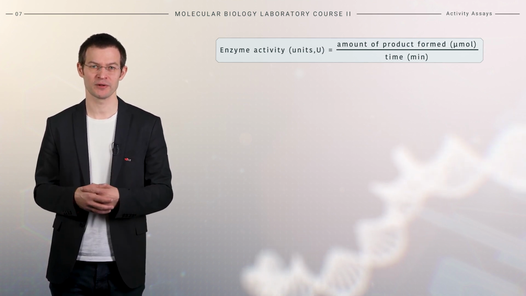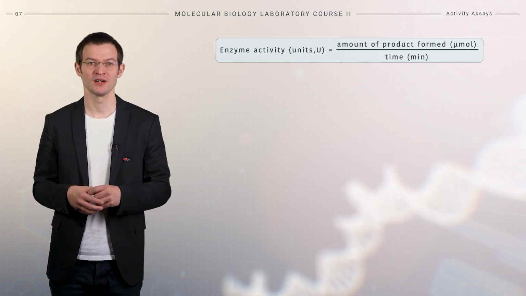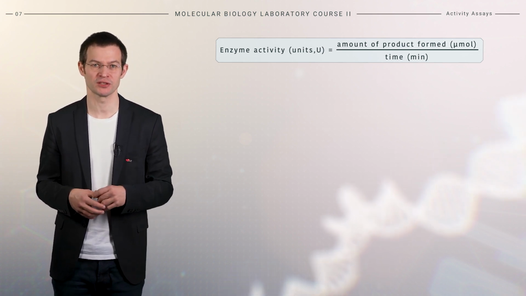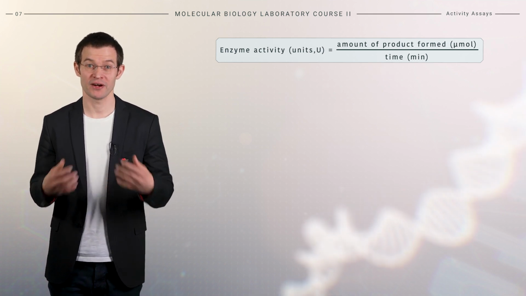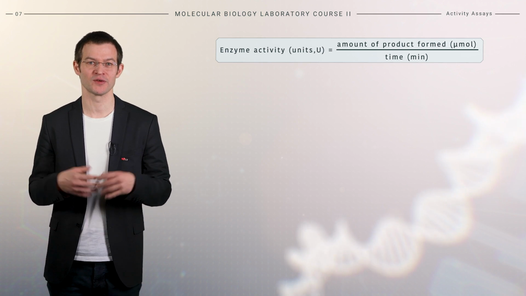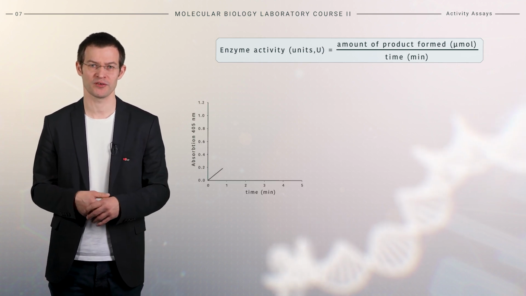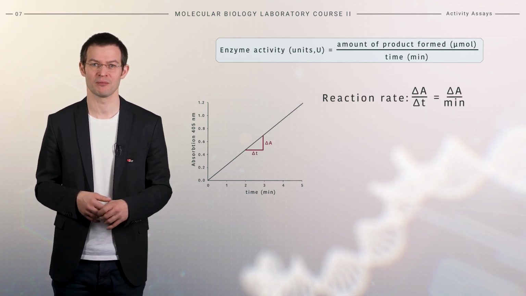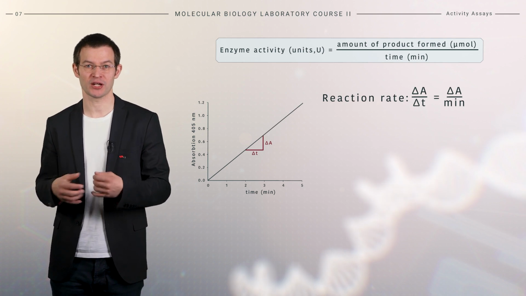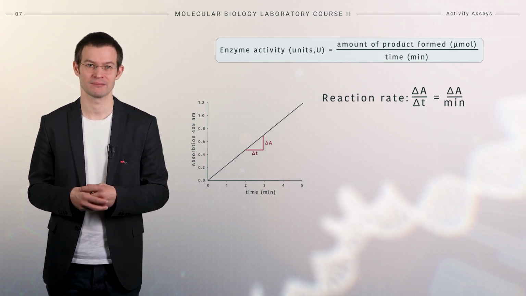Enzyme activity is typically expressed as enzyme units, U. By definition, 1 unit corresponds to the formation of 1 micromole of product per minute. Be aware that this definition does not apply to restriction enzymes. What we can obtain from a progress curve of an enzyme reaction is the change of absorbance over time. This represents a reaction rate and is usually expressed as absorption units per minute.